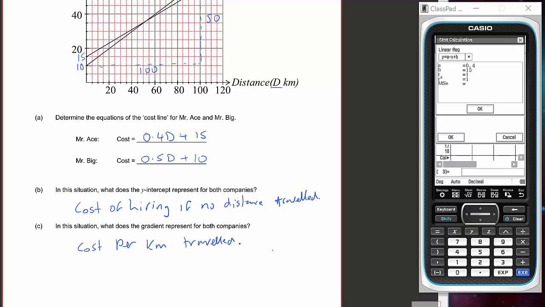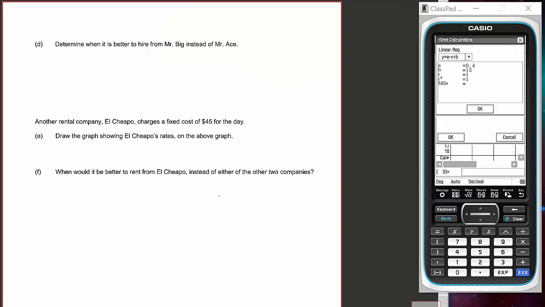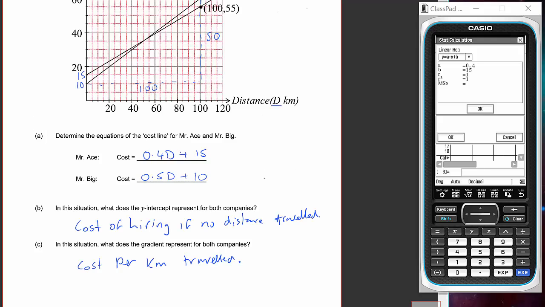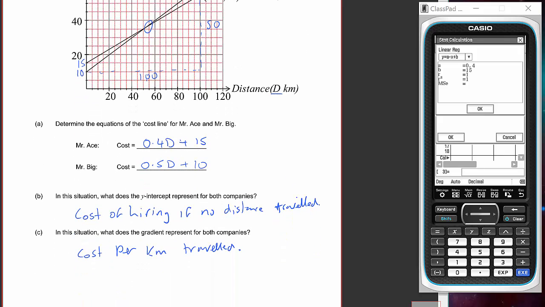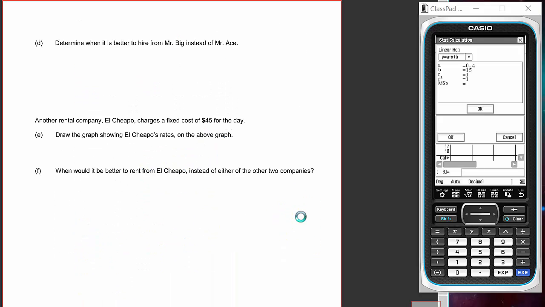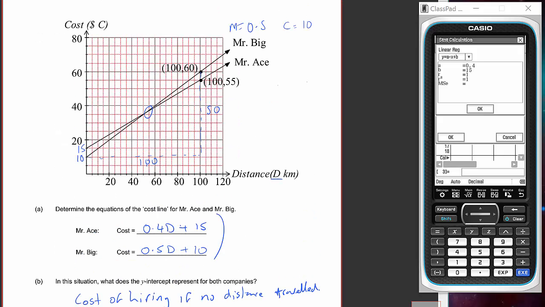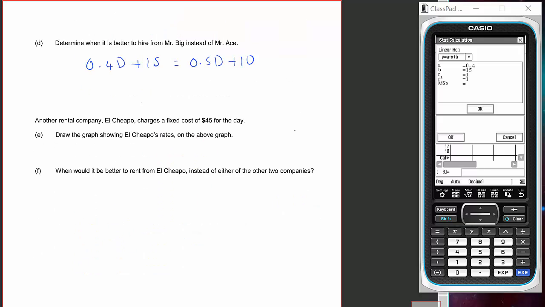So the next part of the question says, determine when it's better to hire from Mr. Big instead of Mr. Ace. So we can see that Mr. Big is cheaper for lower distances, and the graphs cross here, but rather than reading that from the graph, I want to solve for the point of intersection. So I've got 0.4d plus 15 is 0.5d plus 10. Let's just go back and check that those are the equations. Yeah. So we can solve for that.